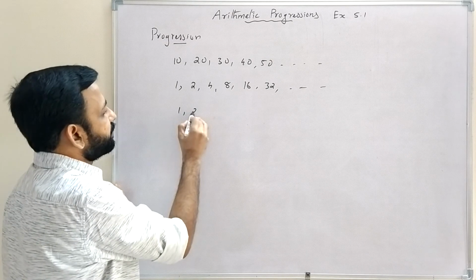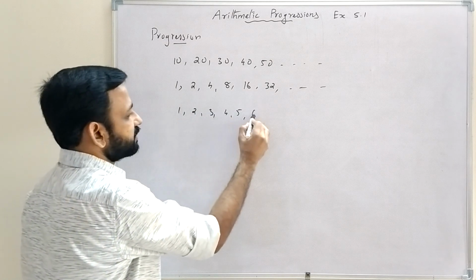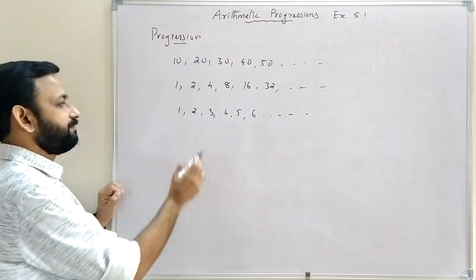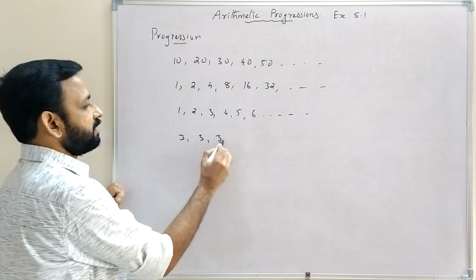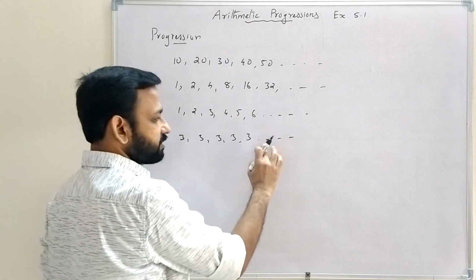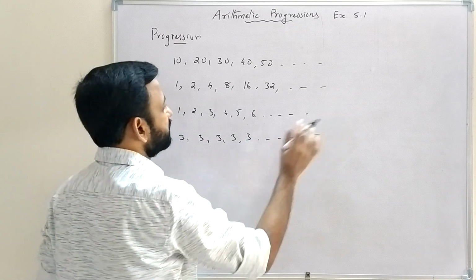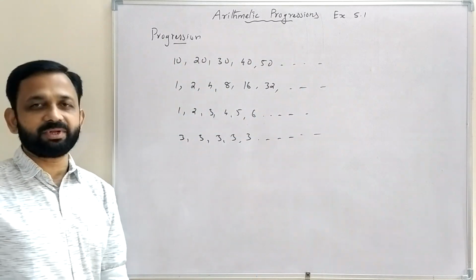Then 1, 2, 3, 4, 5, 6, etc. That is a progression. 3, 3, 3, 3, 3, etc. The next one will be 3. So that is a progression. So these all are examples for progression.